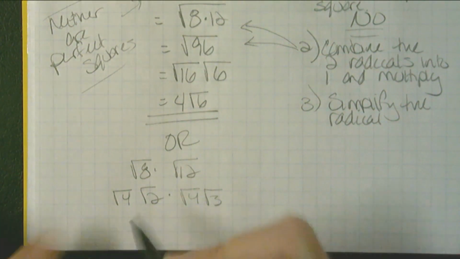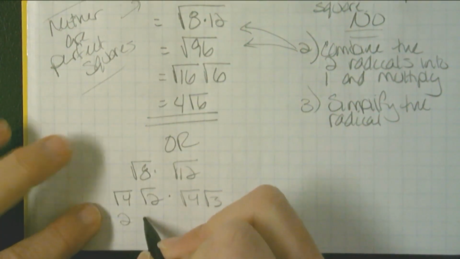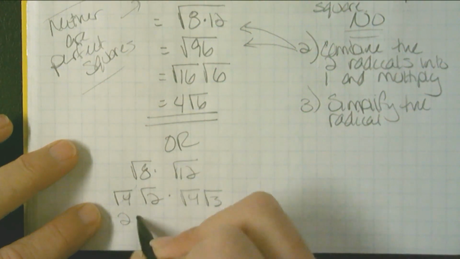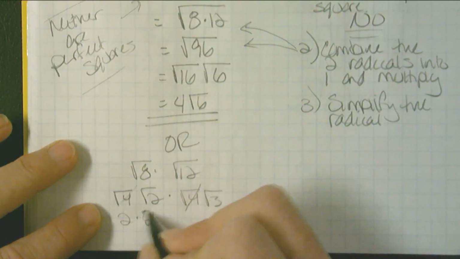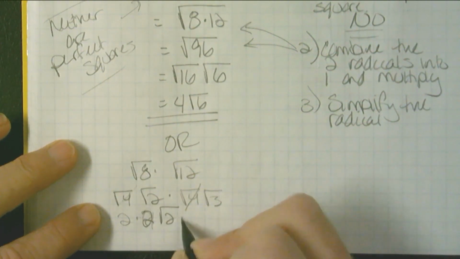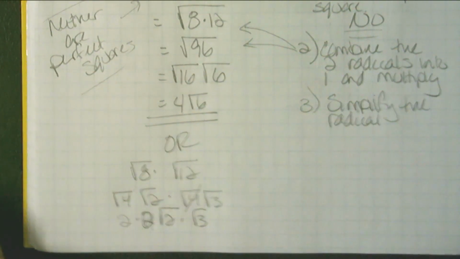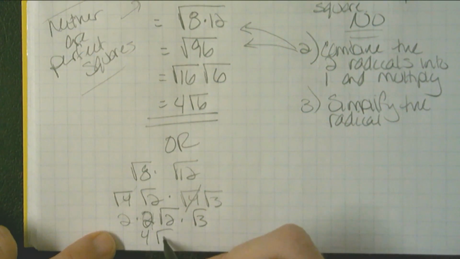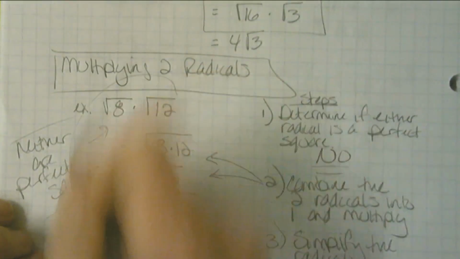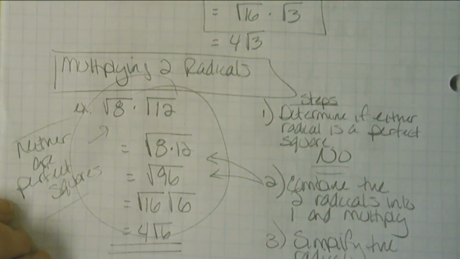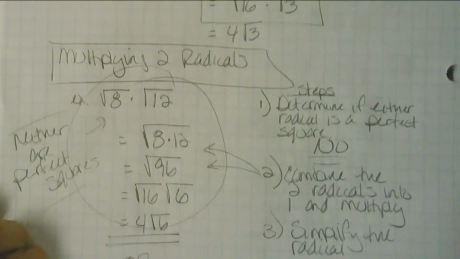I then can say the square root of 4 is 2. Here the square root of 4 is 2. Here I have the square root of 2 times the square root of 3, and I can multiply those. I would have 4 times the square root of 6. So either way would work, but I want you practicing this. But yes, I like that you thought that way. All right, let's do another one.